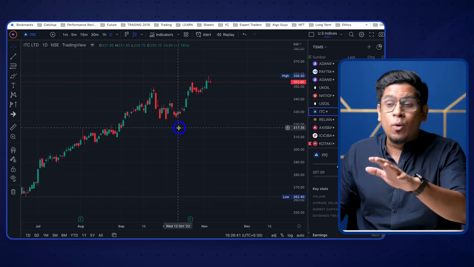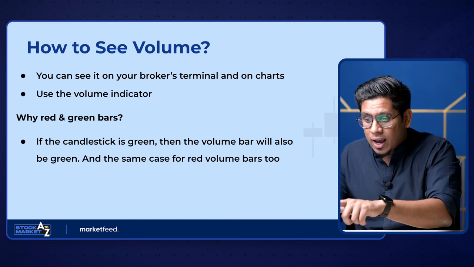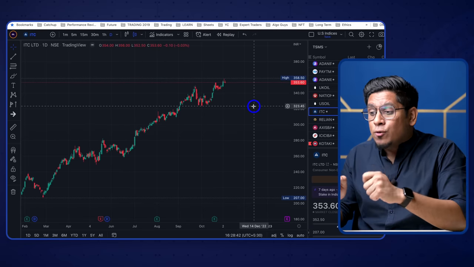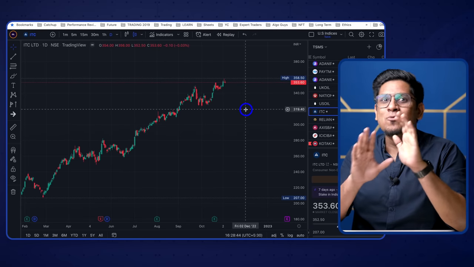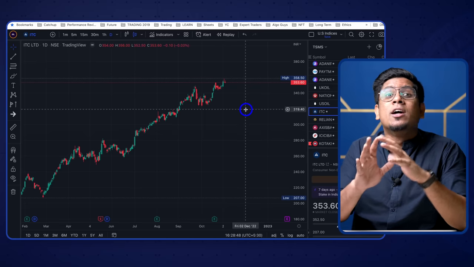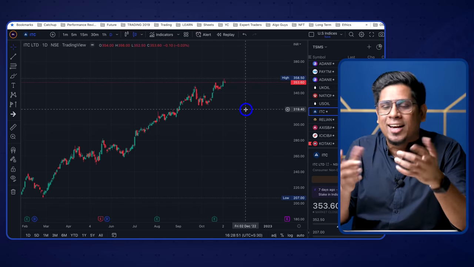Now, let me teach you how to do this, which is using the volume indicator. So yes, we have to add the volume indicator onto the chart. We haven't learned about indicators yet. Definitely in the coming videos, we'll be learning about multiple technical indicators also.